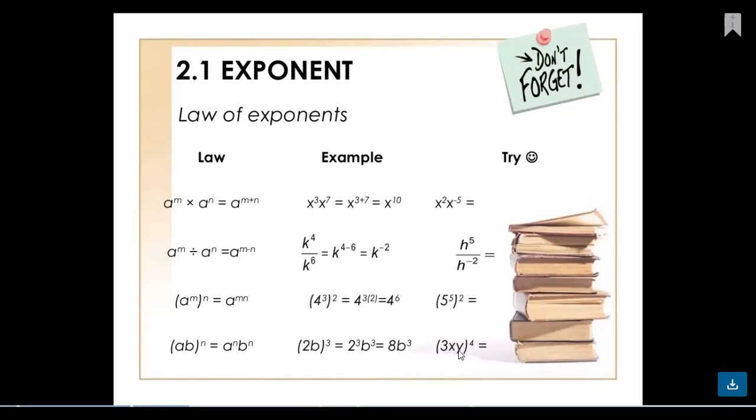So, (3xy) raised to 4. So, can you try? So, mag-multiply tayo ng 3 times 3 times 3 times 3.